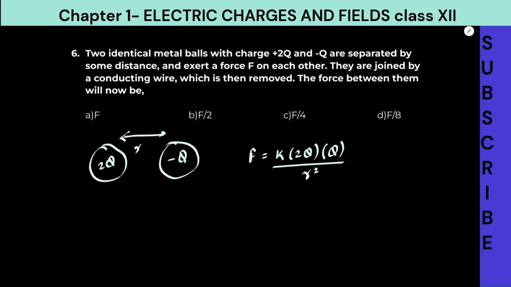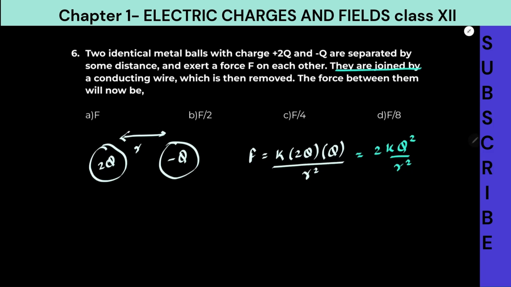Two identical metallic balls, identical means there must be same radii, with one having charge plus 2q, another one having charge minus q, are separated by some distance. Or let's assume it as r, and they exert force F on each other. Now, this is the situation. This is the value of F. How much is it? 2k q square by r square. This is F. Let's read the second part very carefully.